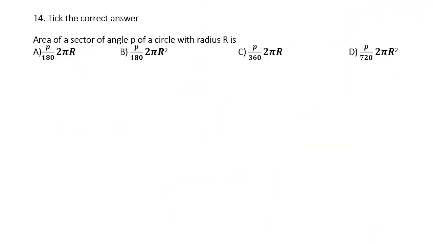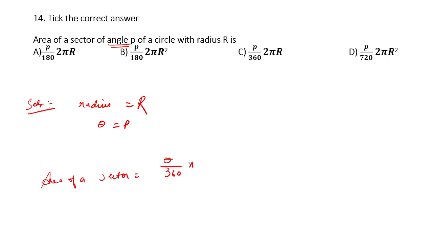So the last question is this: area of a sector of an angle P, solution. So what do we know? We know that the radius is given as capital R. The angle, in the sense theta, is given as P. Now what is the area of a sector? Just write down area of a sector. What is the formula? Area of a sector is theta by 360 pi r square.